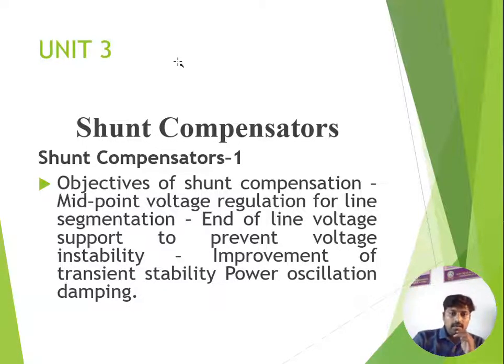Along with the shunt compensators, we are discussing the thyristor switched reactor, thyristor controlled reactor, thyristor switched capacitor, and a combination of thyristor switched capacitor along with the thyristor controlled reactors. These come under the shunt compensators, the second one. So these are under unit 3, and then we go for the objectives.